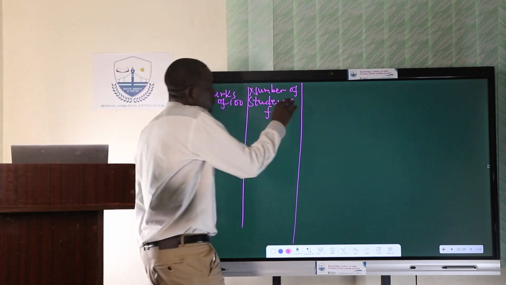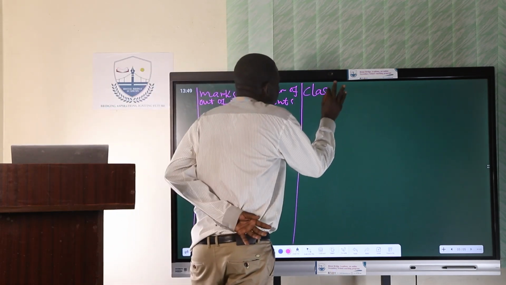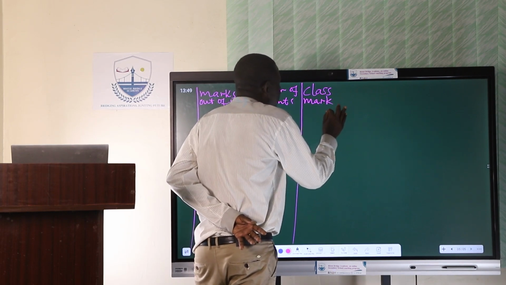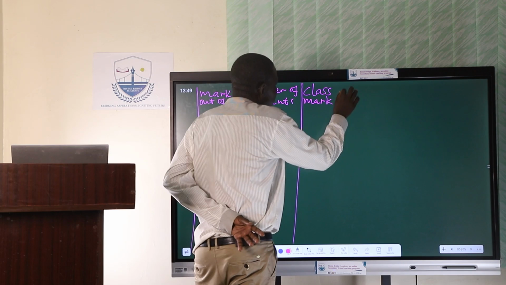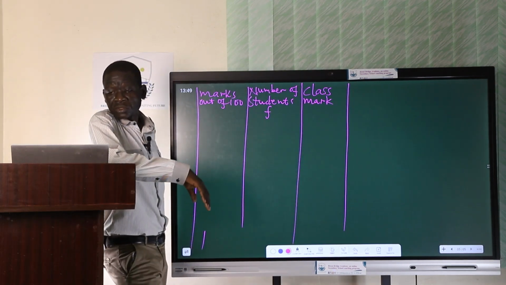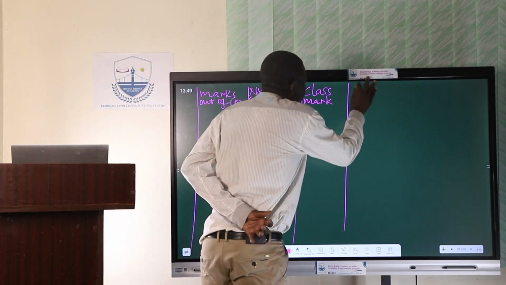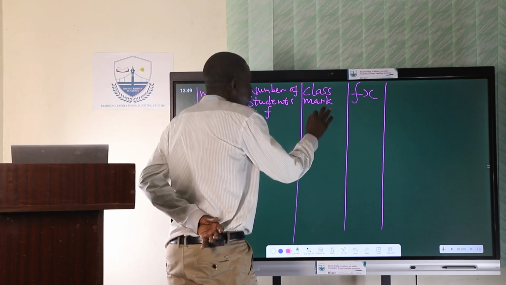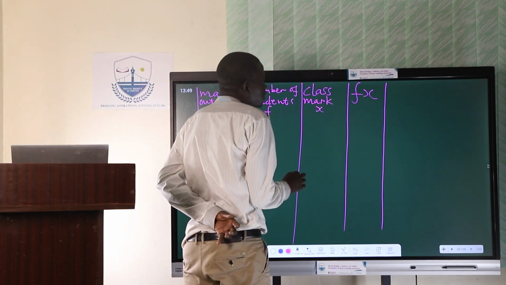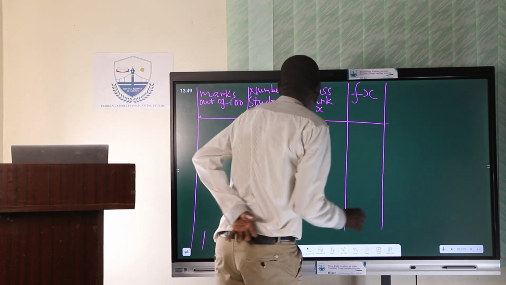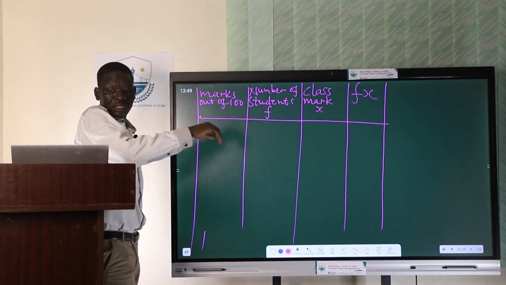Then class marks. Another name for the class marks is the midpoint. Then Fx. Remember, the class marks are represented by letter X. So this is the table of values.